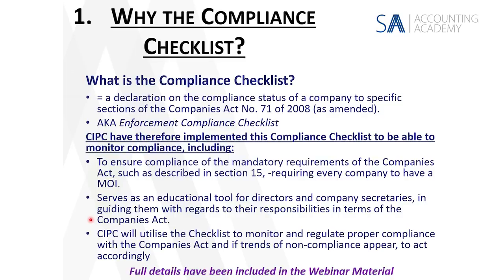But what will CIPC do with this? They will use this checklist to regulate proper compliance with the Companies Act, and if there are trends of non-compliance, they will act accordingly. If everybody does not comply with a section, the problem might be that the legislation is not sufficient, or too prescriptive, or too restrictive. So they will need to take corrective action, whatever that may be. It might just be that companies and directors don't know what they must comply with, and that's why they don't comply. So then they will be slapped with fines and penalties.